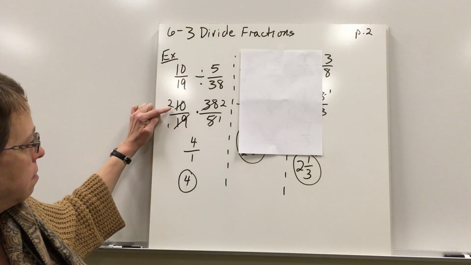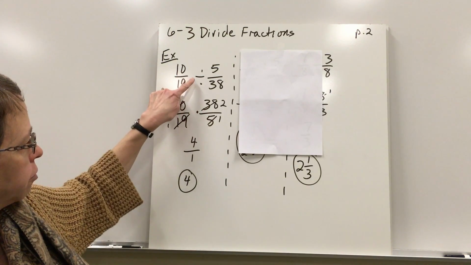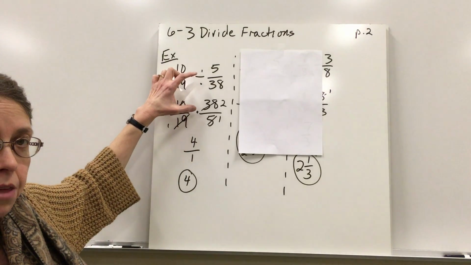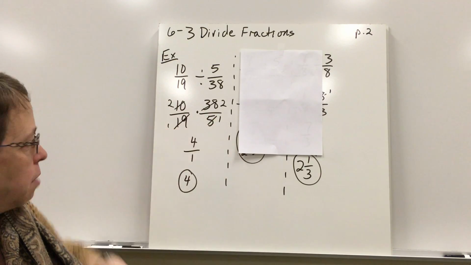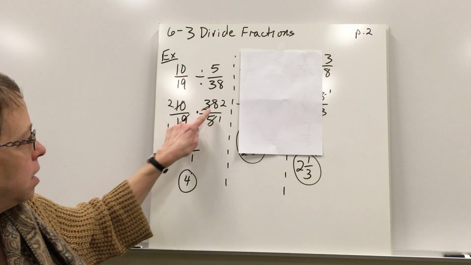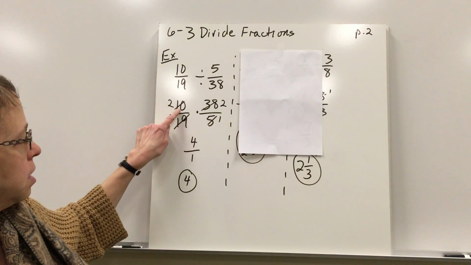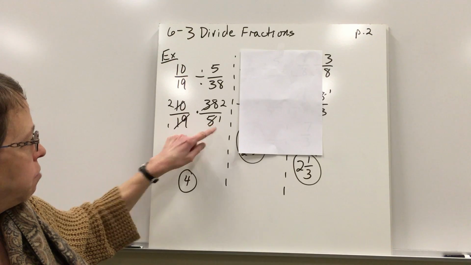10/19 stays the same. 5 over 38 becomes 38 over 5. Remember to change your division to multiplication. You should do those two things at the same time. Becomes multiplication, take the reciprocal in the same step. I see that I can cancel my 19 with my 38. 19 becomes 1, 38 becomes 2. Cancel my 10 with my 5. 10 becomes 2, 5 becomes 1.